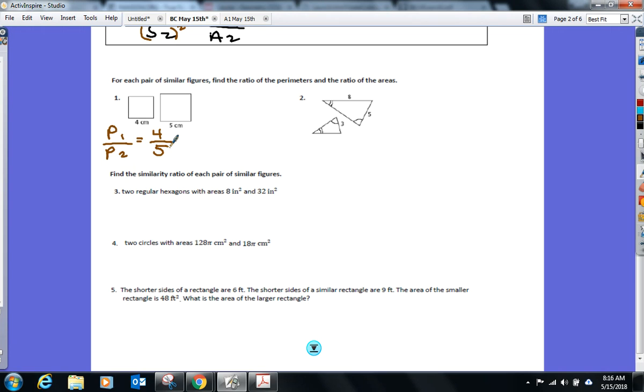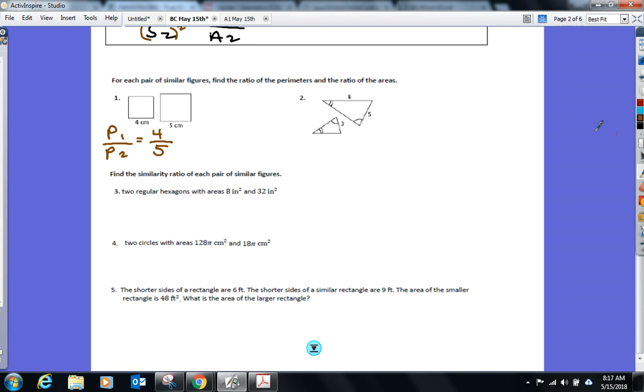Now, I got to make this clear. Am I saying that the perimeter of one is 4 and the perimeter of the other is 5? No, I'm saying whatever the perimeters are, you put them on top of each other, they'll reduce down to 4 to 5. Don't think that the perimeter of one is 4 and the perimeter of the other is 5. That is not true. But the perimeters are in some ratio of 4 to 5.